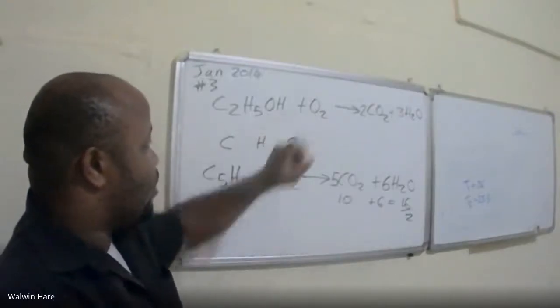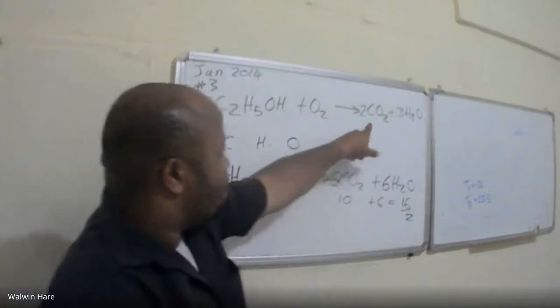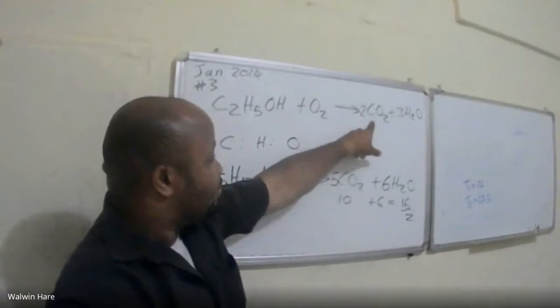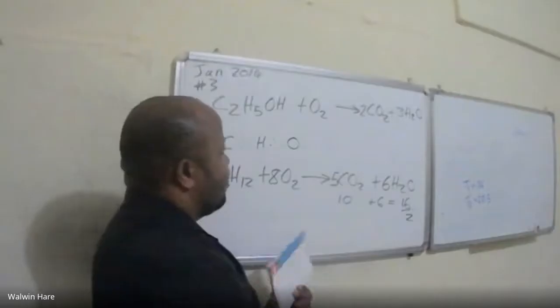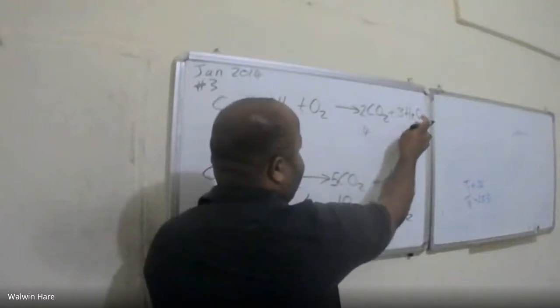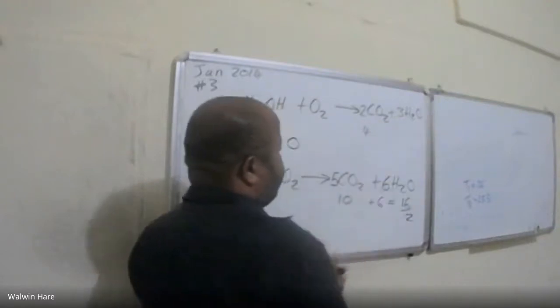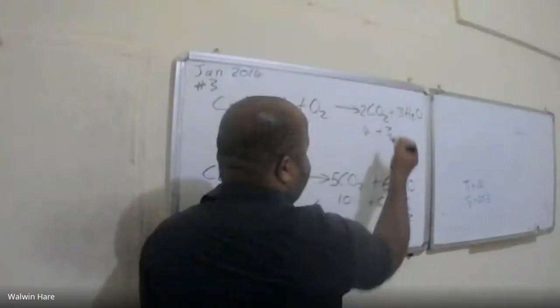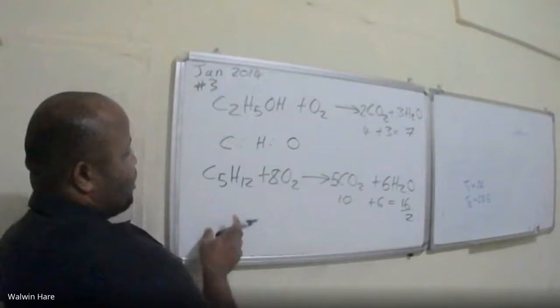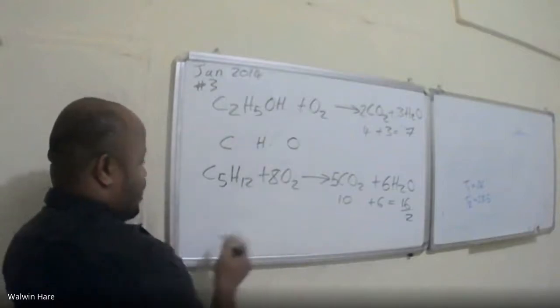Let's look at the alcohol now. How many oxygen do we have where we have CO2? 4. All right. And how many do we have where we have water? 3. All right, so that's a total of 7. Just a second. Let me work on the next one before I go to this.